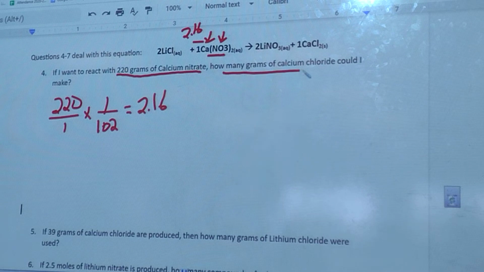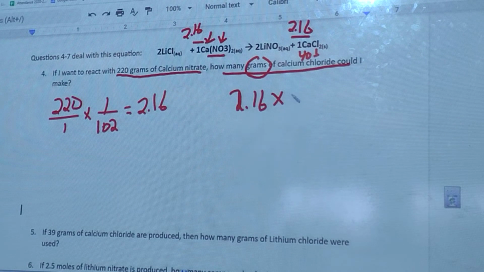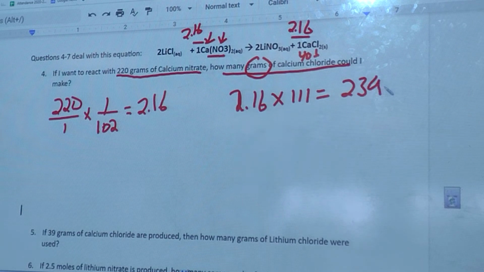How many grams of calcium chloride could I make? 2.16 is to 1 as, wow, I'm making these too easy. 2.16 moles of that. But it says how many grams of that? Okay, times CaCl2 is 40 plus 70, so it's 110. Really, it's 111 if you don't round off. So 2.16 times 111. 239 grams. All right, great. Let's try this next one.